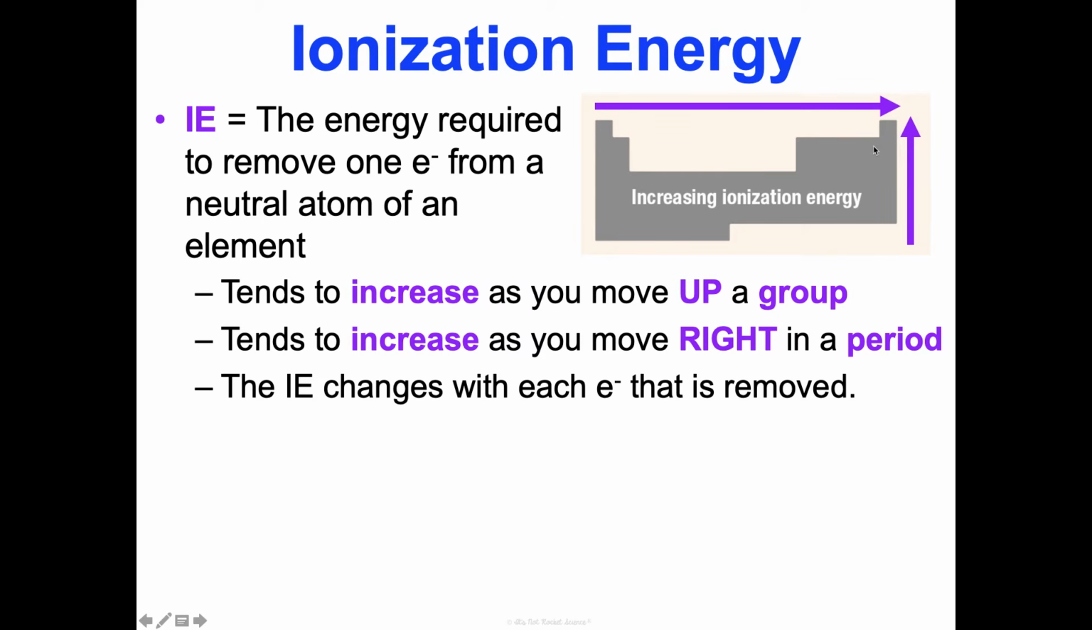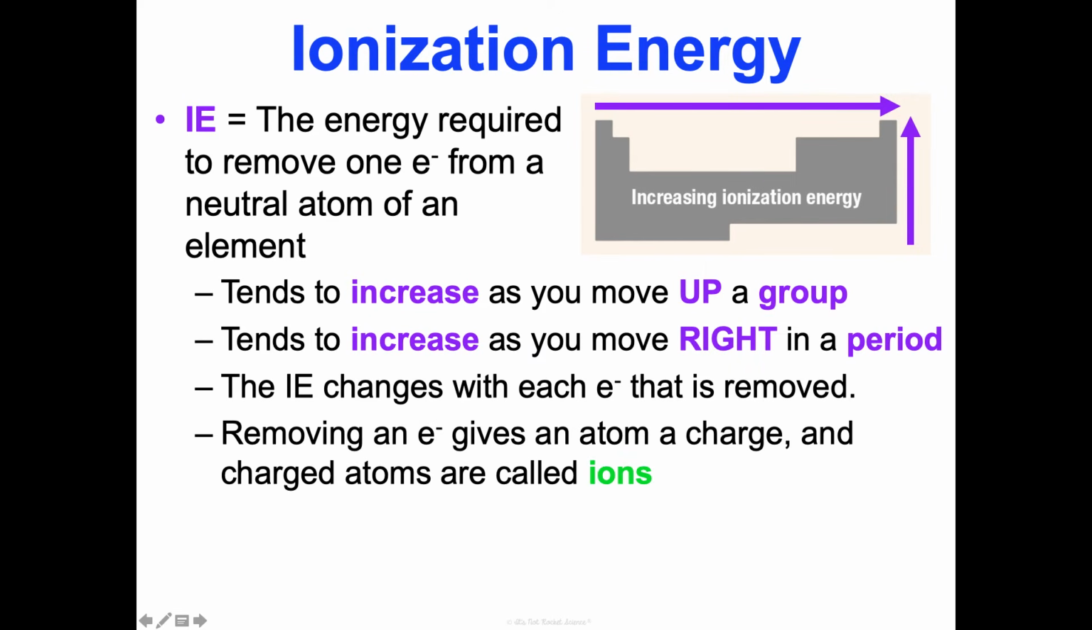So that makes sense. Now, another thing that's interesting is the ionization energy for each electron that is removed. As you remove one electron, it might be easier to remove the second one, or it might be harder to remove the second one. It just kind of depends. So remember, removing an electron gives an atom a charge, and charged atoms are called ions. We've talked about this.